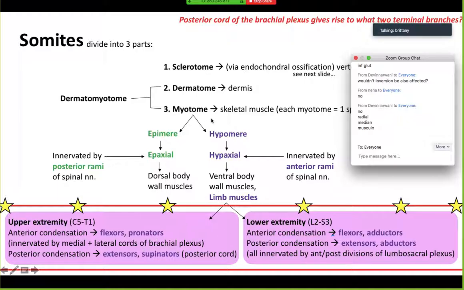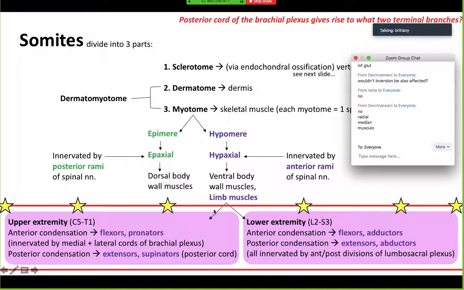All right, so myotome is going to divide into an epimere and a hypomere. And the hypomere gives rise to your hypaxial muscles, which are forming the ventral body wall muscles. And these are innervated by anterior primary rami. And then the epimere gives rise to epaxial muscles, which form dorsal body wall muscles. So these are innervated by posterior rami. And on the ventral side, okay, so this is where the test questions are going to come from.